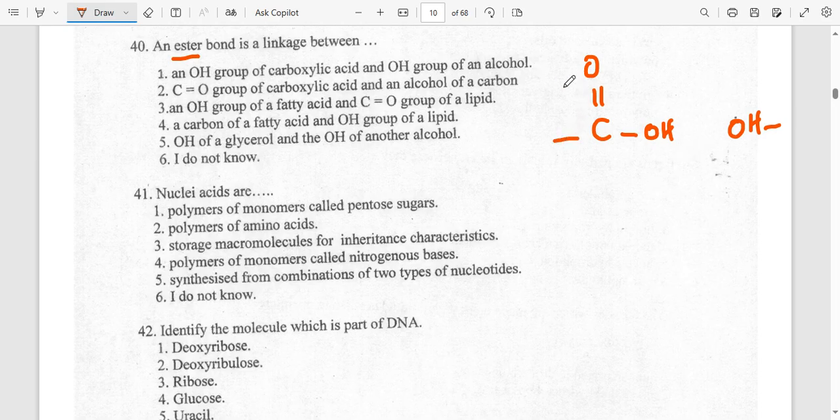So when these two react, they form an ester. So the OH group of the carboxylic acid and the OH group of an alcohol will be able to react to form an ester. That's true. The double bond of the carboxylic acid with an alcohol, no, it's not this one which will react. OH group of fatty acids and C of lipid.